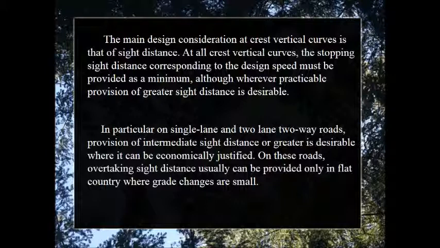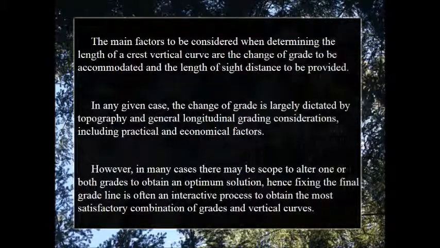In particular on single-lane and two-lane two-way roads, provision of intermediate sight distance or greater is desirable where it can be economically justified. On these roads, overtaking sight distance usually can be provided only in flat country where grade changes are small. The main factors to be considered when determining the length of a crest vertical curve are the change of grade to be accommodated and the length of sight distance to be provided.